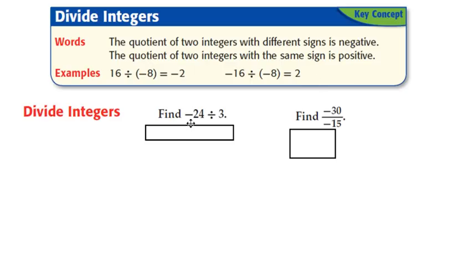So here we go. A negative divided by a positive. Signs are different, so that should give us a negative result. And it does. Negative 24 divided by 3 is negative 8. Over here on the right, we have two numbers that are both negative. They have the same sign, so we'll get a positive result, and we get a positive 2.